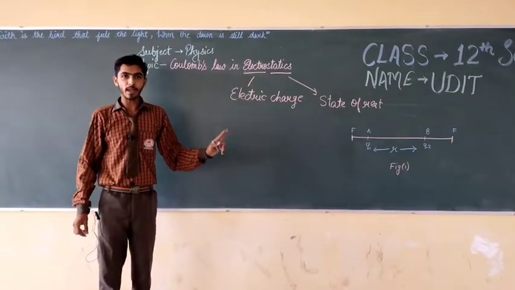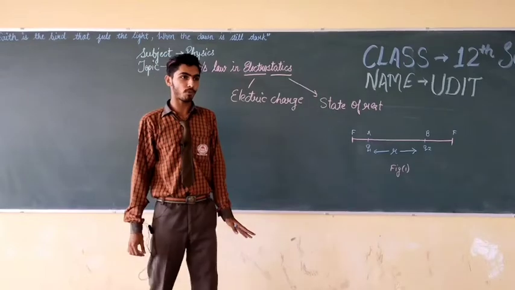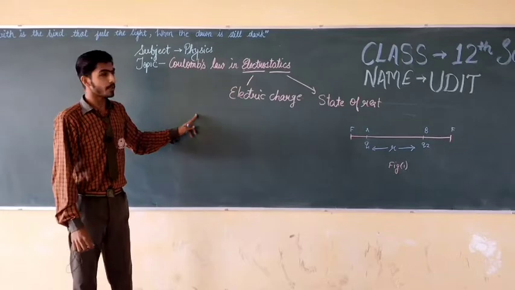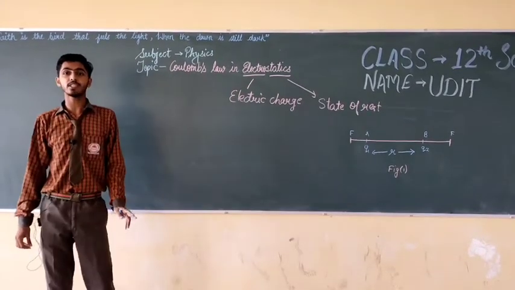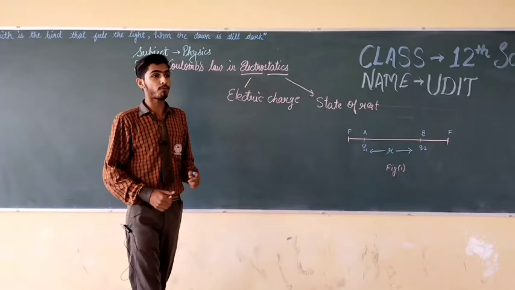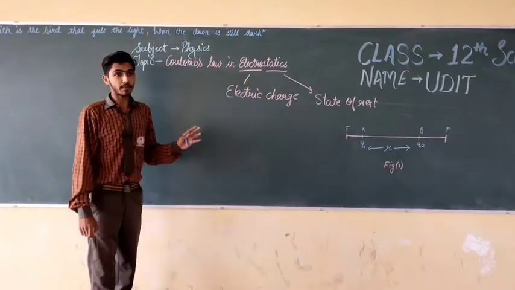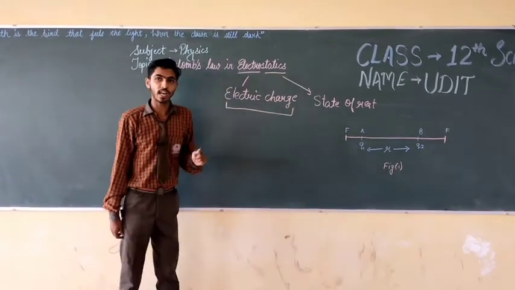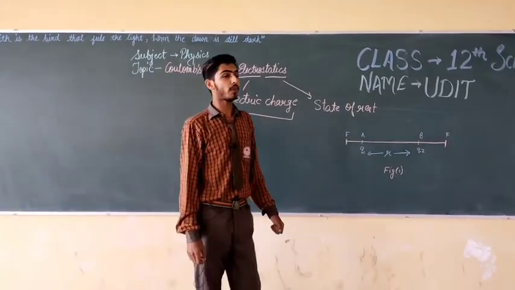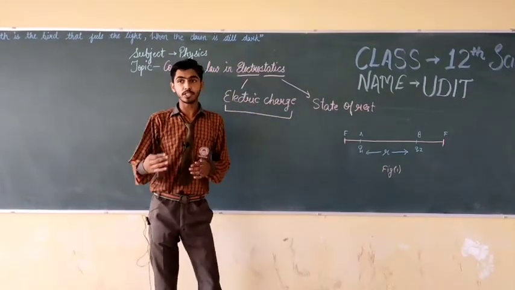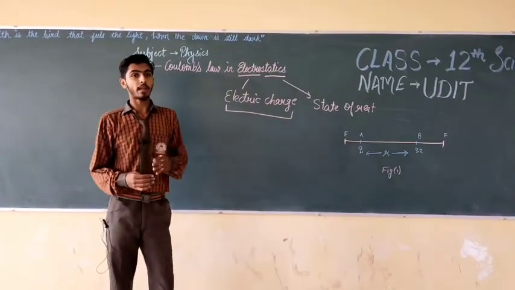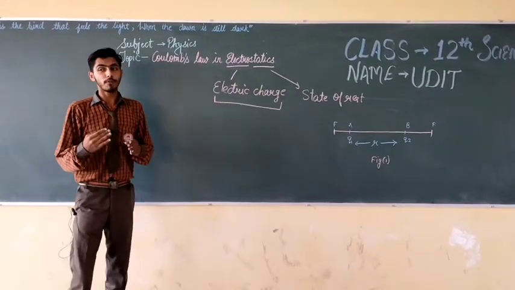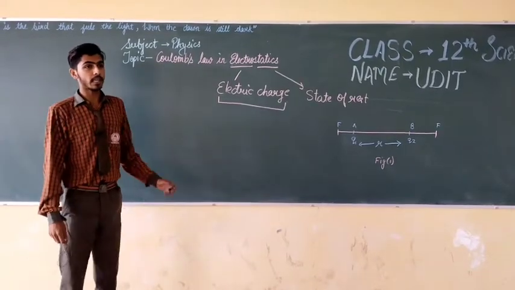So we can define it as: electrostatics is the branch of physics that deals with the study of electric charge at the state of rest. Next, what is electric charge? It is the additional property of electrons and protons which gives rise to the electric force between them.